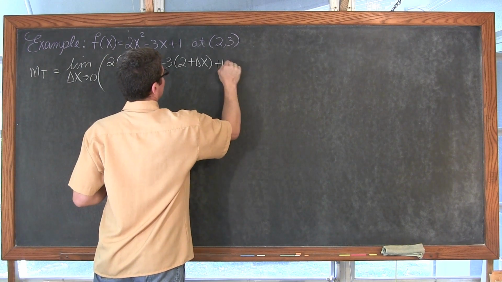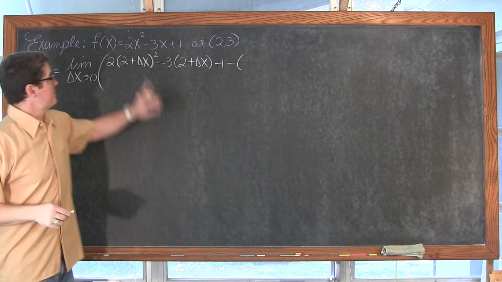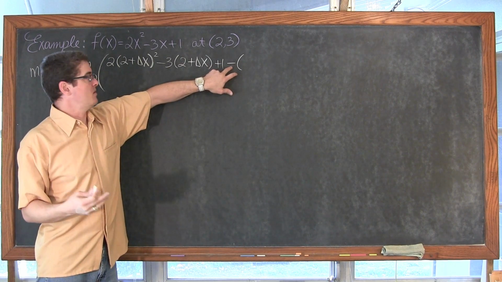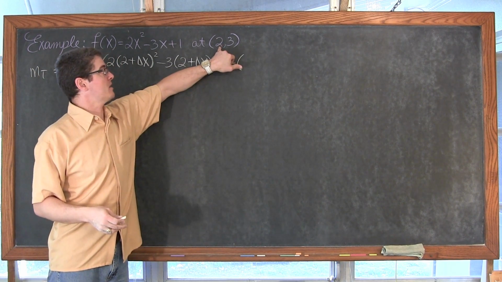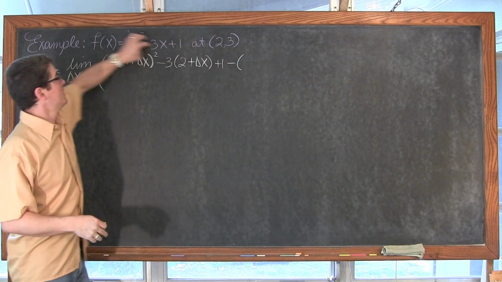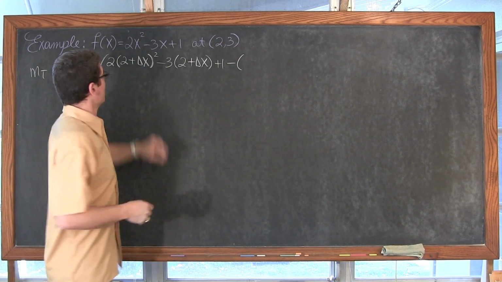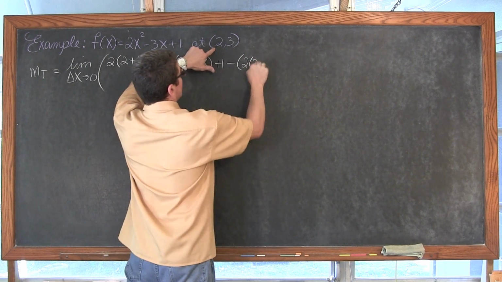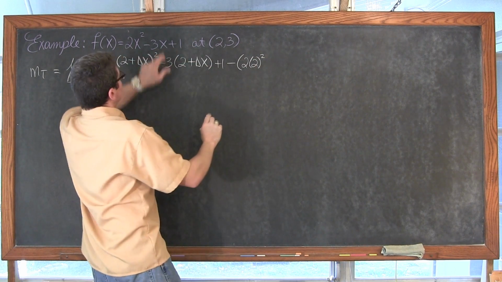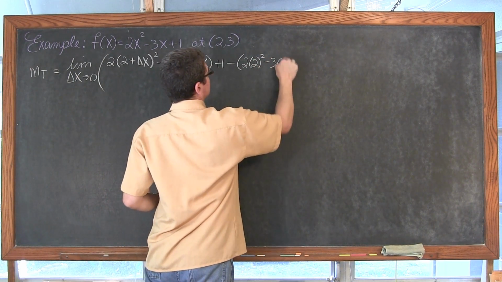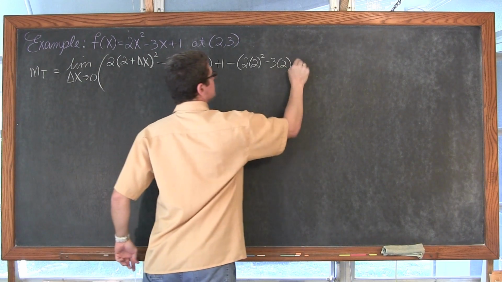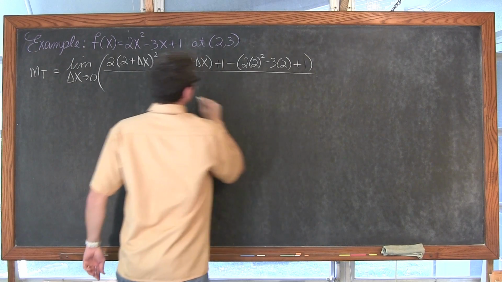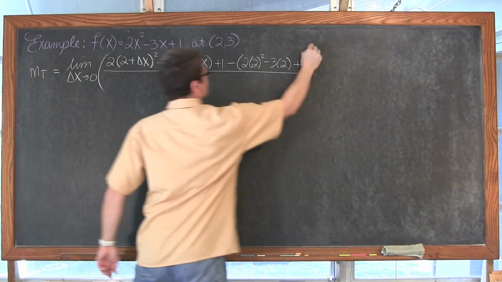Minus, now I better, with these 3 terms, well, again, I'm always going to be in the practice of using the minus with parentheses, but we are going to plug in a constant value of 2, so this will all work out to a single number like before. We've got 2 times 2 squared, minus 3 times 2, plus 1, all over, again, delta x.